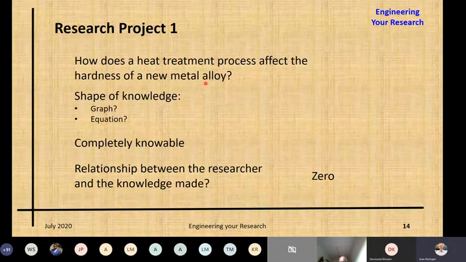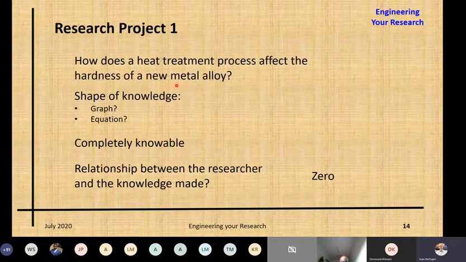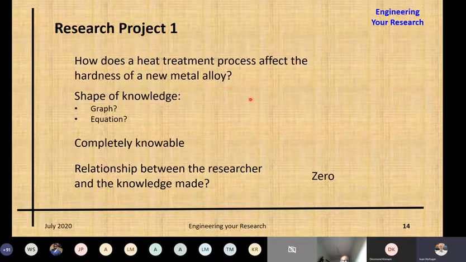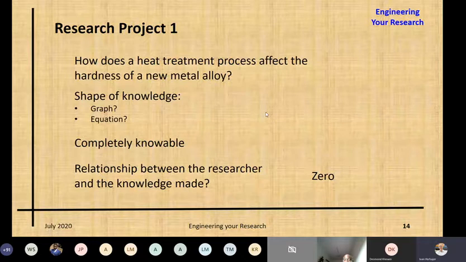The metal alloy doesn't react differently when Desmond is working with it than when I am working with it. The metal doesn't say, oh, I like Desmond more, so I'm going to be a little bit harder, and I'm going to show better performance when Desmond is working with me than when I'm working with him. So zero relationship between the researcher and the researched.